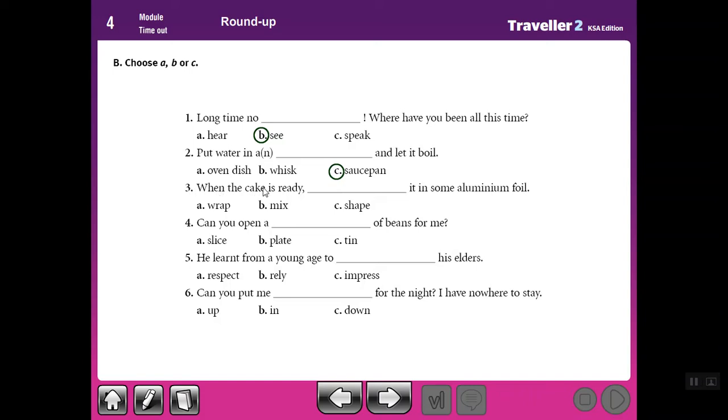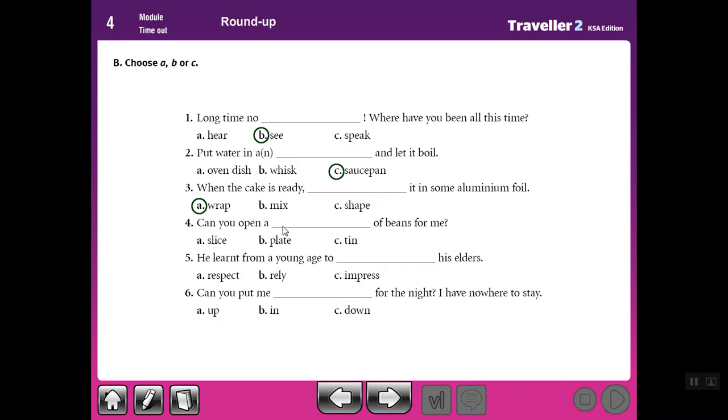3. When the cake is ready, wrap it in some aluminum foil. Wrap, mix, shape? The right answer here is wrap. Wrap here means يلف, to cover them, to twist them. Mix يخلط? No. Shape? No. Wrap: لف أو أغطيها.